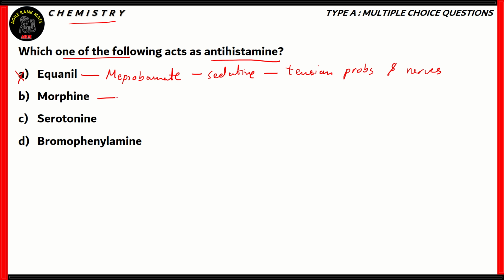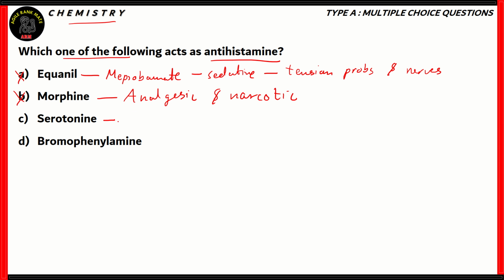Option B, morphine. Morphine is what we call a painkiller, which means it's called an analgesic. And when morphine is treated in a certain process, it can be turned into heroin, which makes it a narcotic. So therefore, option B again is incorrect.